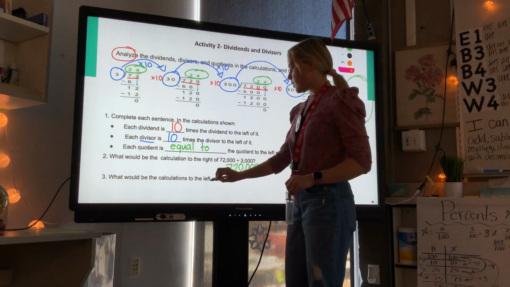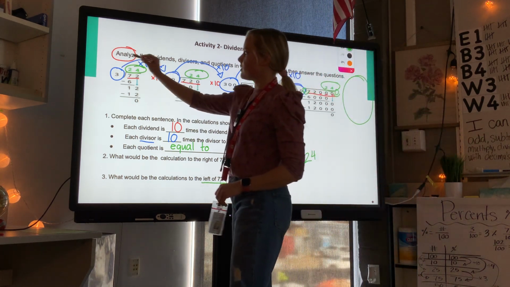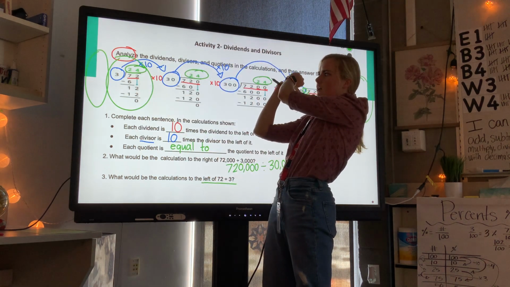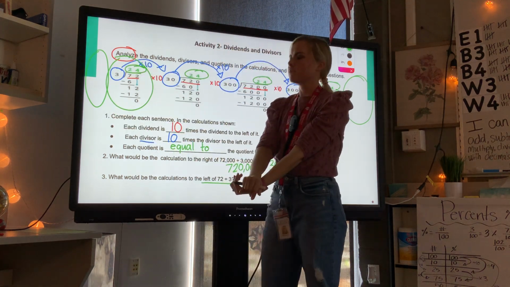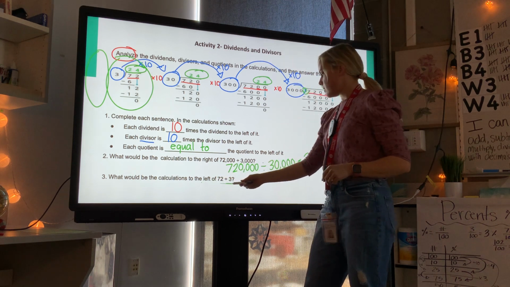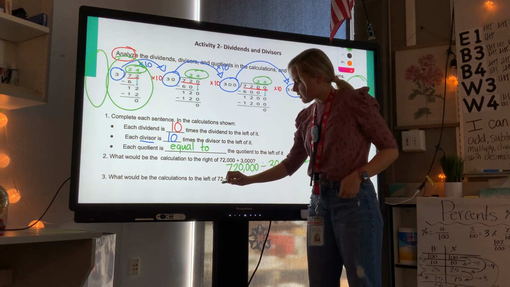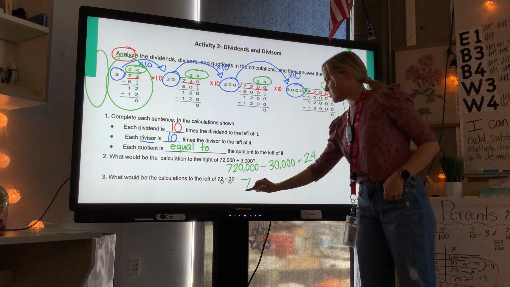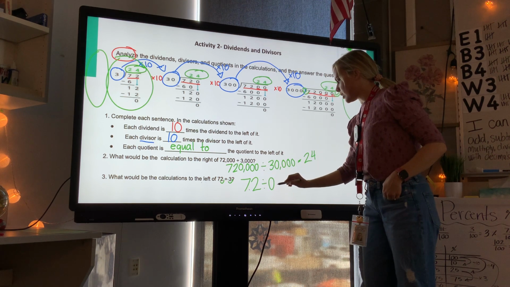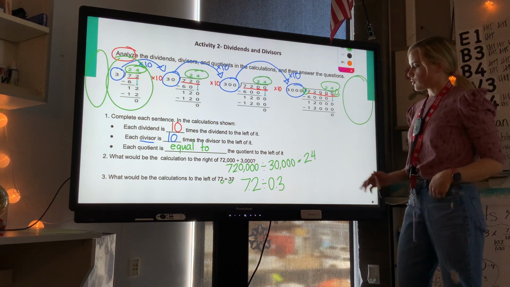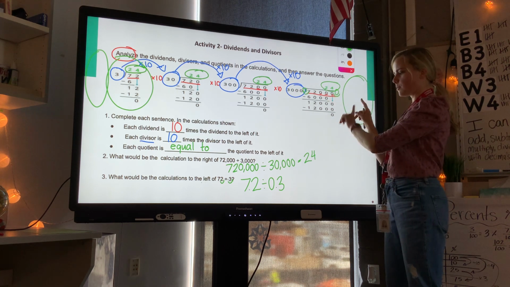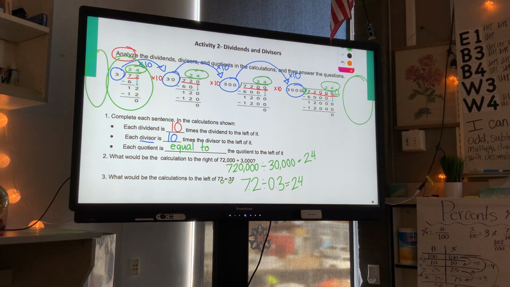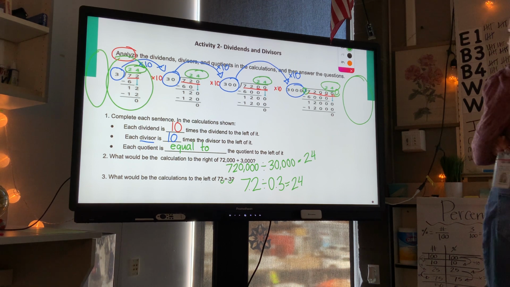The division problem that would go to the left of 72 divided by 3. We're trying to think what problem would go to the left of it. So if I'm going to the right, I'm timesing each one by 10. If I go to the left, I'm going to do the opposite of timesing by 10, which is dividing by 10. So when I divide the dividend and the divisor by 10, I move the decimal point to the left one time. So here's my 3, I move it to the left one time. So I could rewrite this problem as 7.2 divided by 0.3. These are smaller numbers now, but since I divided both the dividend and the divisor by 10, my quotient is going to be the same. It's also going to be 24. So here are some different division problems that would all give us an equal quotient, or an equal answer.